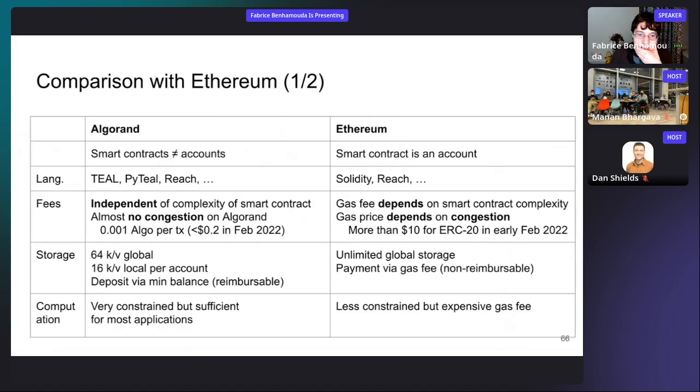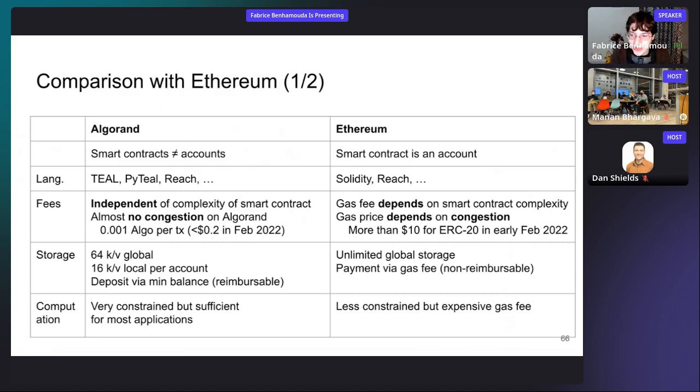Okay. A quick comparison with Ethereum. On Algorand, we have this slight difference that the smart contract is not an account, while on Ethereum, the smart contract is an account. The main difference from a developer point of view is that Algorand takes only 5 seconds for finalization. Even on the real Algorand, it goes so much faster than Ethereum. And the fees are so much cheaper. They are independent of the complexity of the smart contract, and since there is almost no congestion, things are very, very cheap.